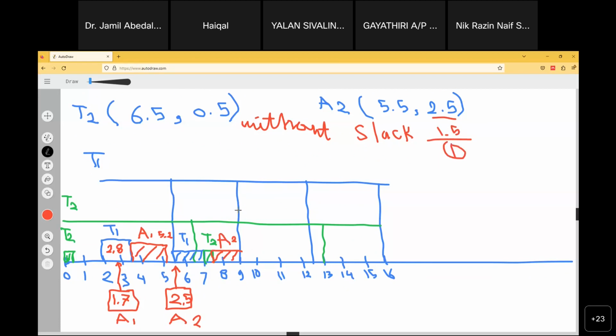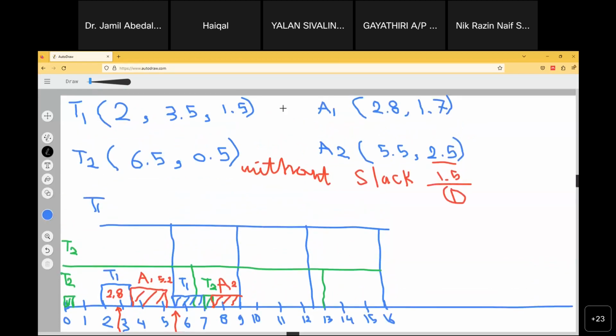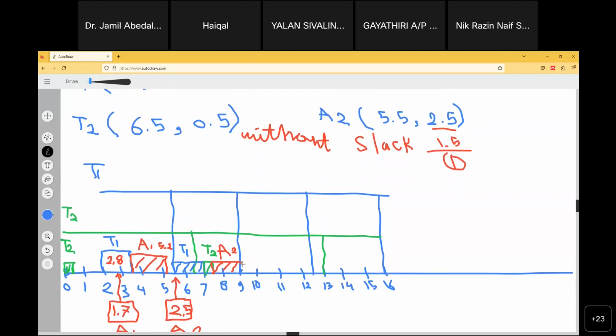At 9, the new interval of task 1 starts. So we need to execute task 1. How many units? 1.5. Task 1. Okay. Next.